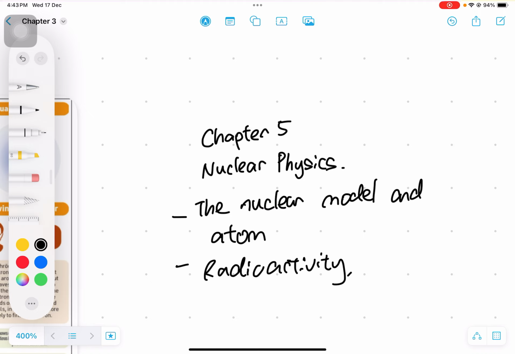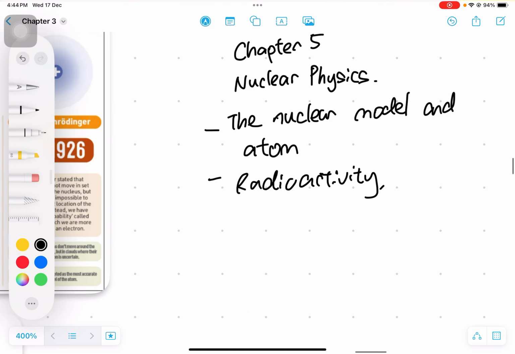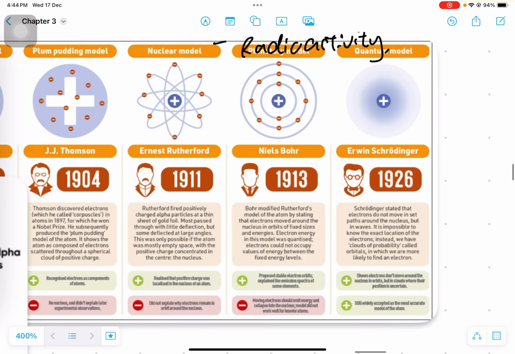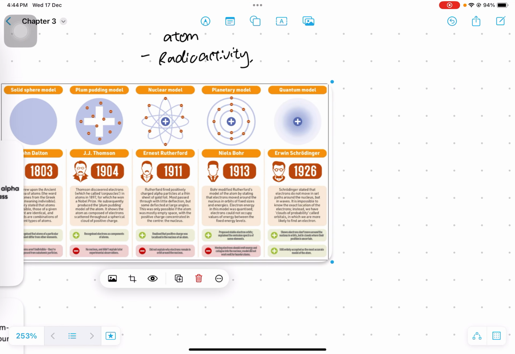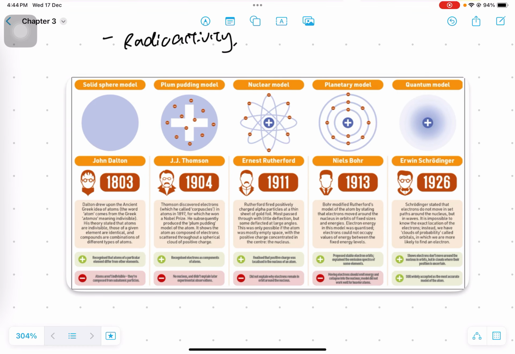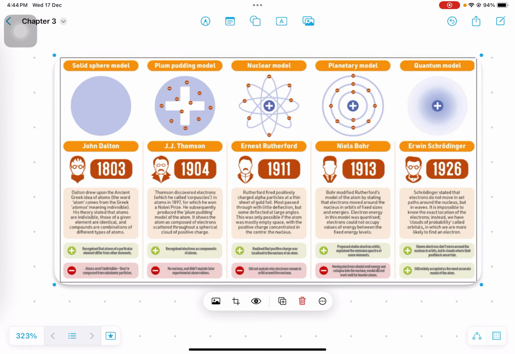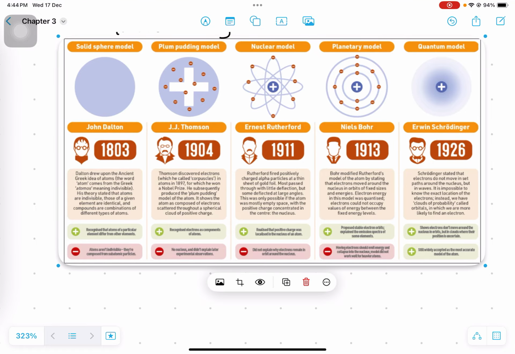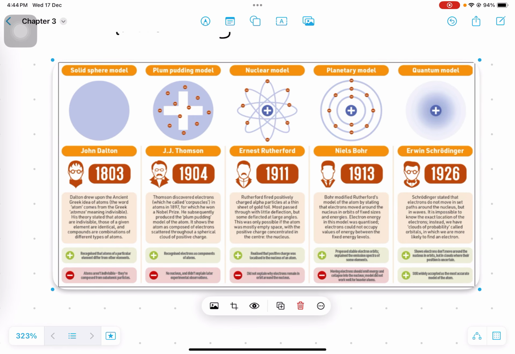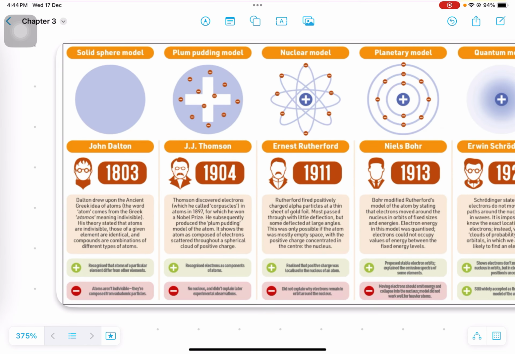Before we go into the first part, we need to understand what an atom is. So we need to go back to the history of scientists discovering the atom. Here is a different model of the atom. We start from 1803. We have the solid sphere model from John Dalton. That's not the important part.